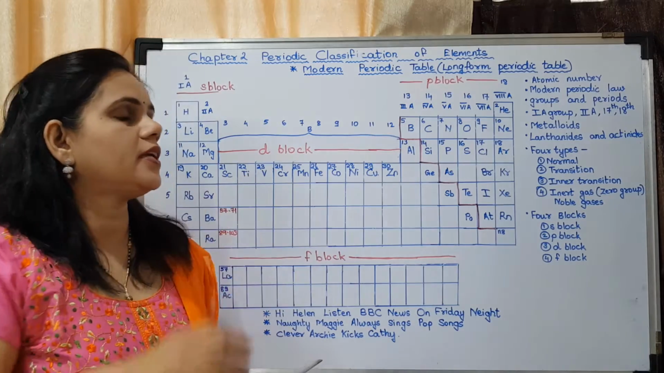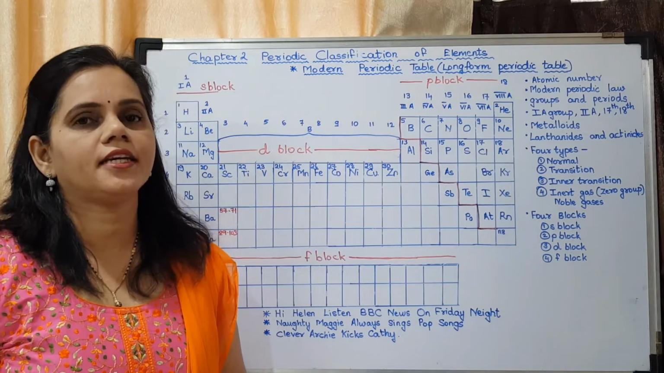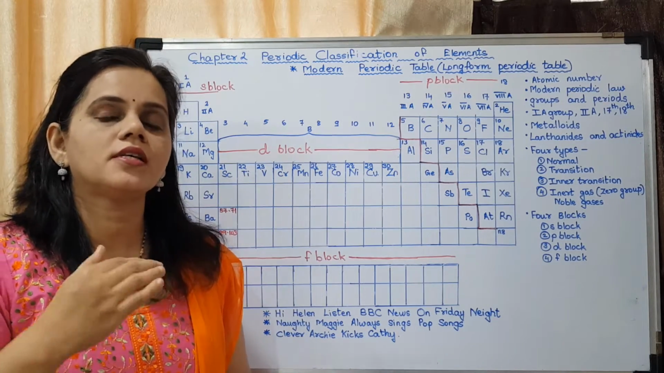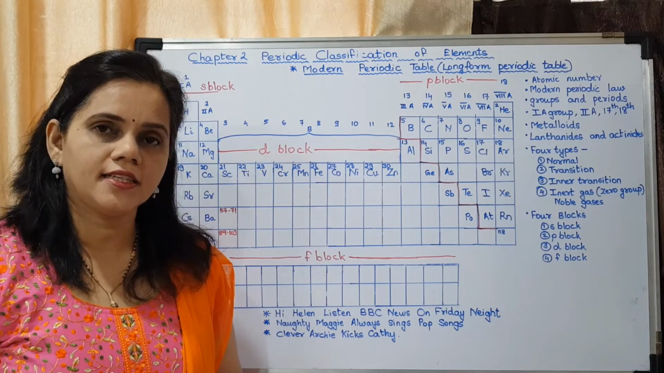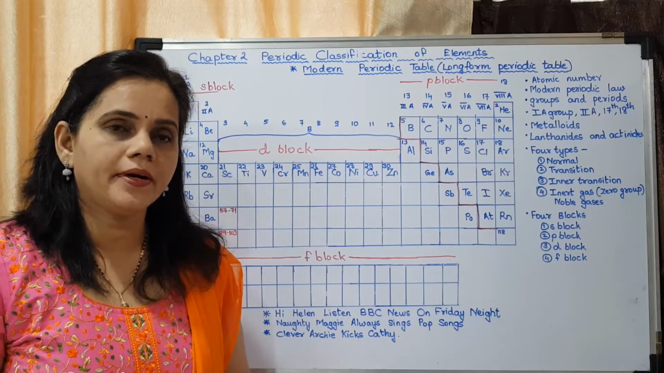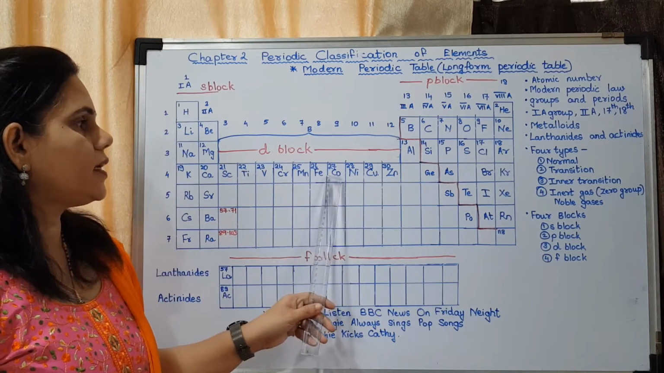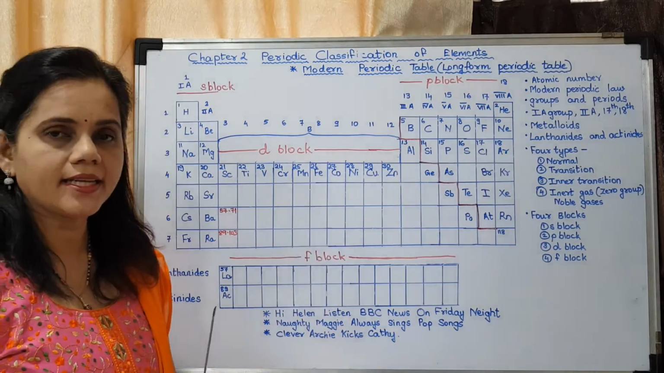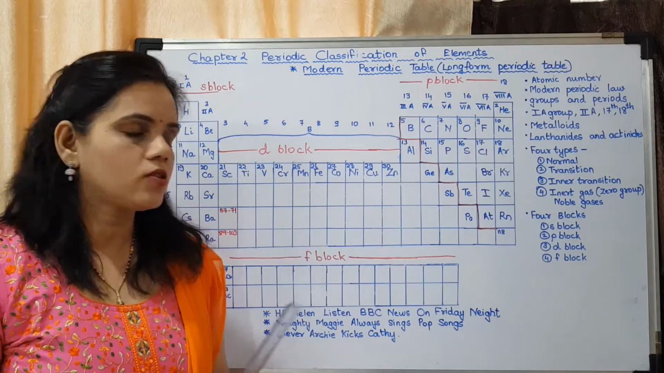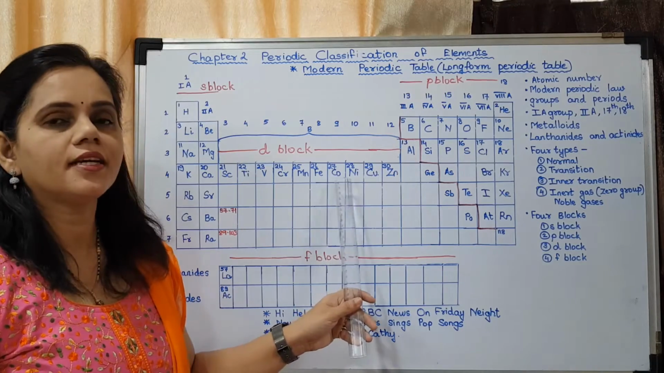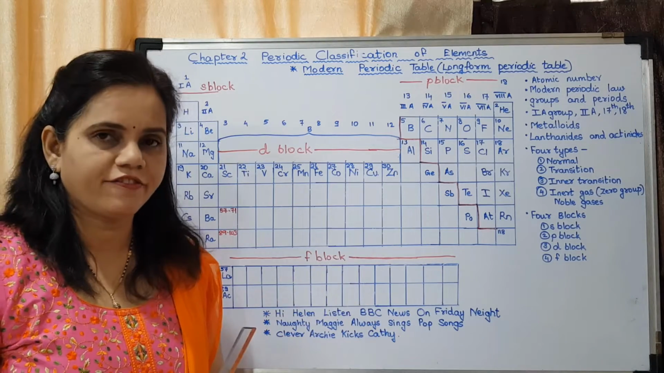In Moseley's periodic table or modern periodic table, that problem was solved. How? Because the elements were arranged in the increasing order of atomic number. And you may see the atomic number of cobalt is 27 and the atomic number of nickel is 28. So cobalt will come first and nickel will come afterwards.